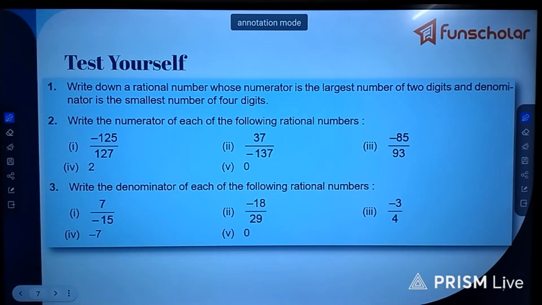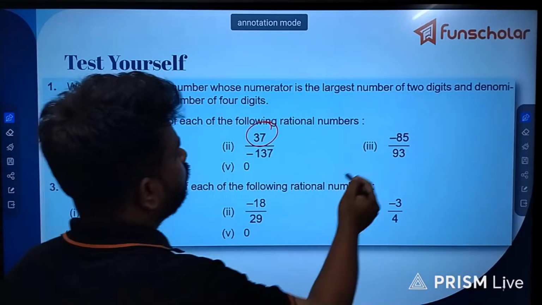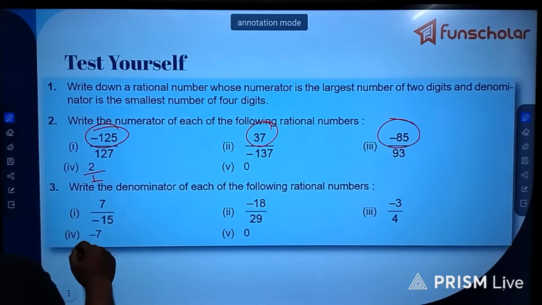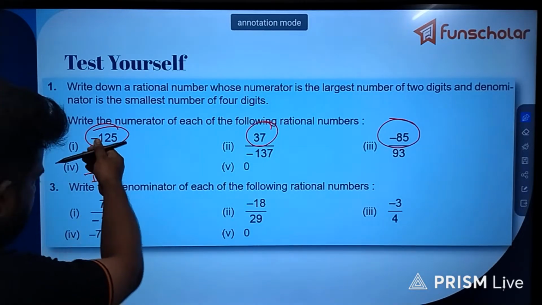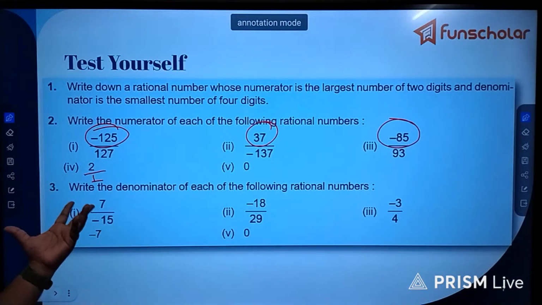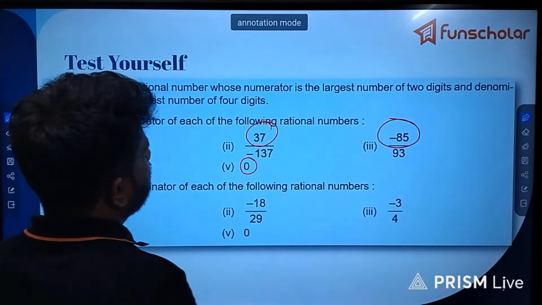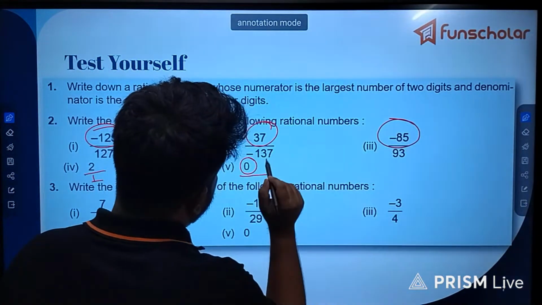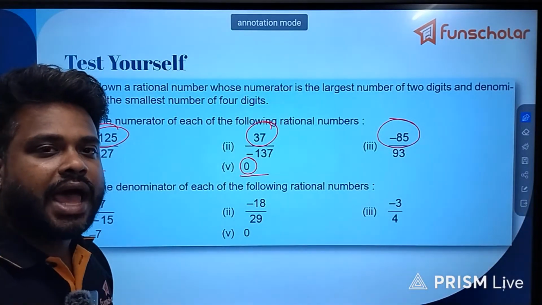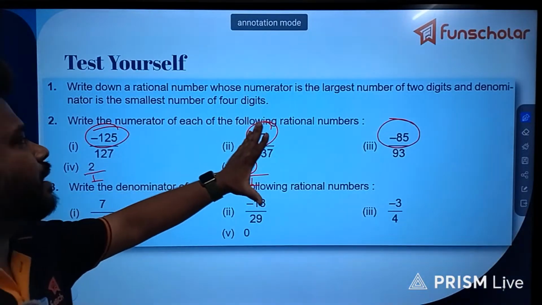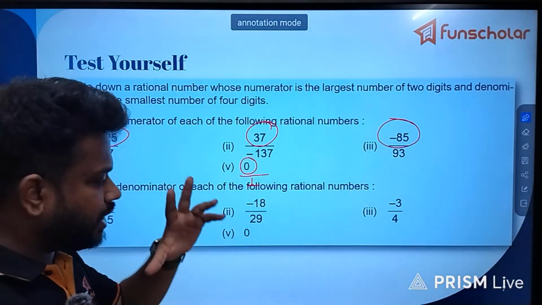Write the numerator of each of the following rational numbers. So the first numerator will be minus 125. The next one is 37. The third one will be minus 85. The fourth one will be 2 itself because it has an invisible 1 beneath it as a denominator. So 1 will be the denominator. And for the number 5, it will be 0 itself because it also has an invisible denominator as 1. Okay, so these all are the examples of the numerators they have asked us for.